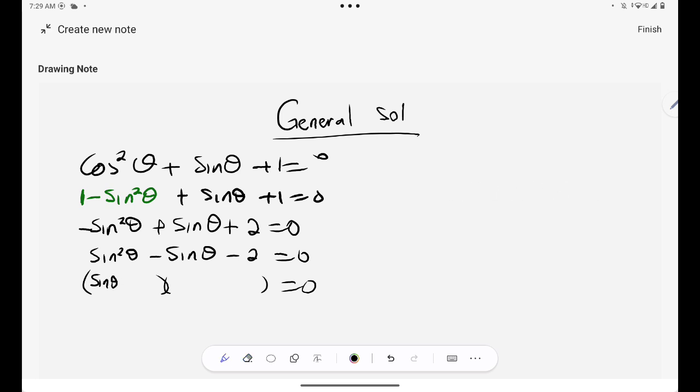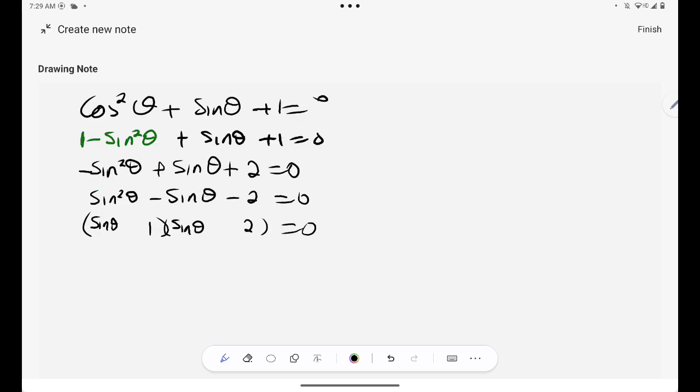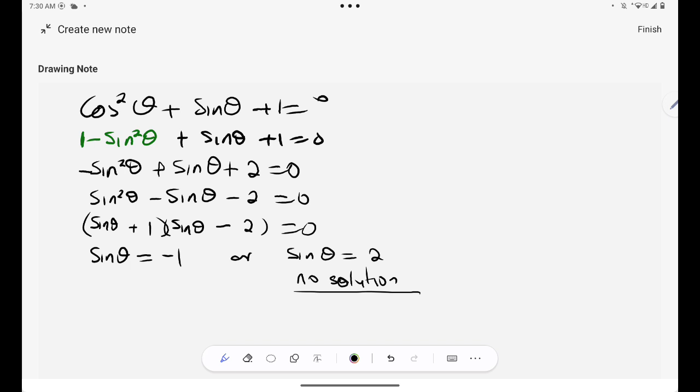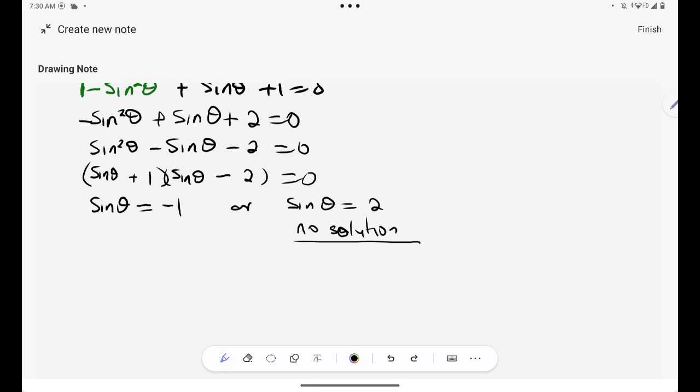So we have sine theta, the factors of 2 that when you subtract will give us 1. It's just 2 and 1. The bigger factor would always take the sign of the middle term. It's minus and plus here, so sine of angle theta is equal to 2, or the sine of angle theta is equal to negative 1. This one, there wouldn't be any solution for this one. Why? Because this term is not between negative 1 and 1. But for the other one, we can find a solution.